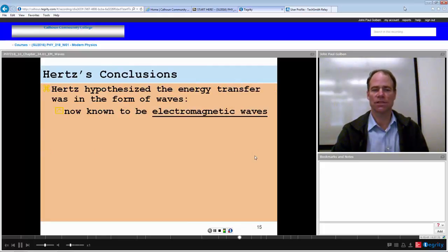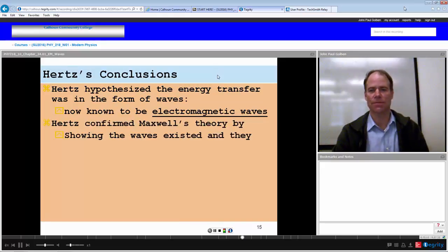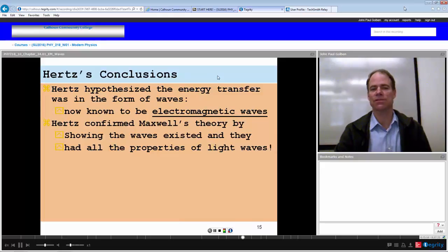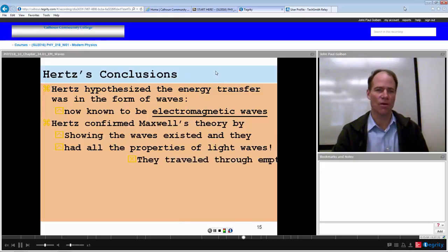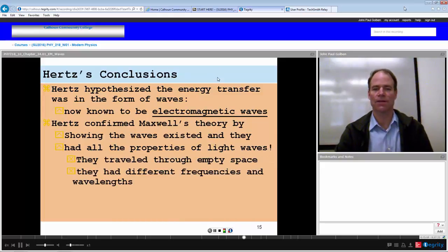Hertz's conclusions: he hypothesized that this energy transfer was taking place in the form of waves, now known to be electromagnetic waves. He confirmed Maxwell's theory, showing that these waves existed and they had all the properties of light. They traveled through empty space. They had different frequencies and wavelengths. We talked about them being refracted and diffracted.